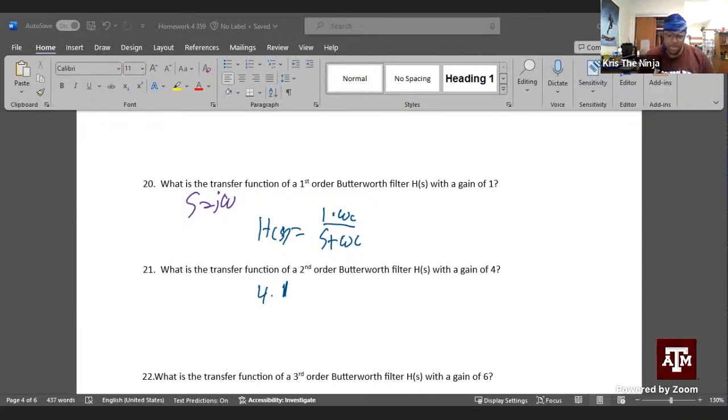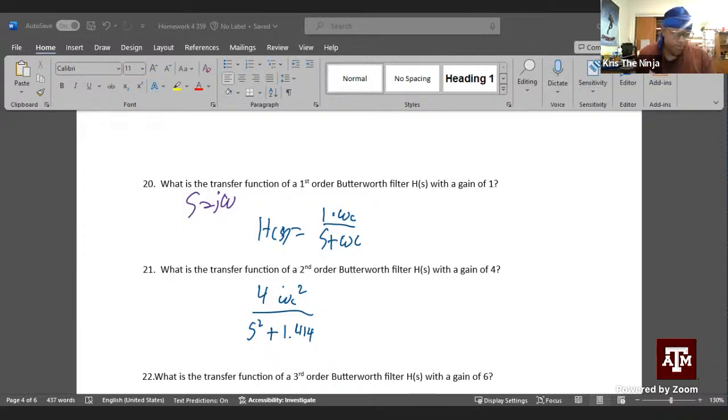So for all these, b is just one. So I'm just gonna go back and forth between these. So the second order is 4, so it's basically 4 times 1 times omega c squared over s squared plus 1.414 omega c s plus omega c squared.